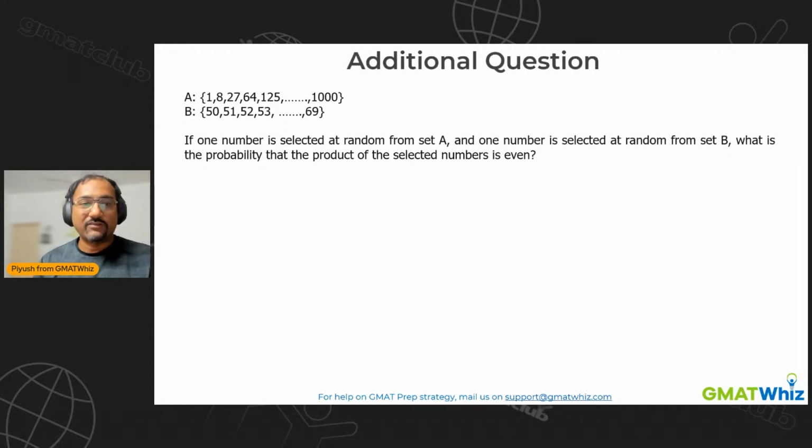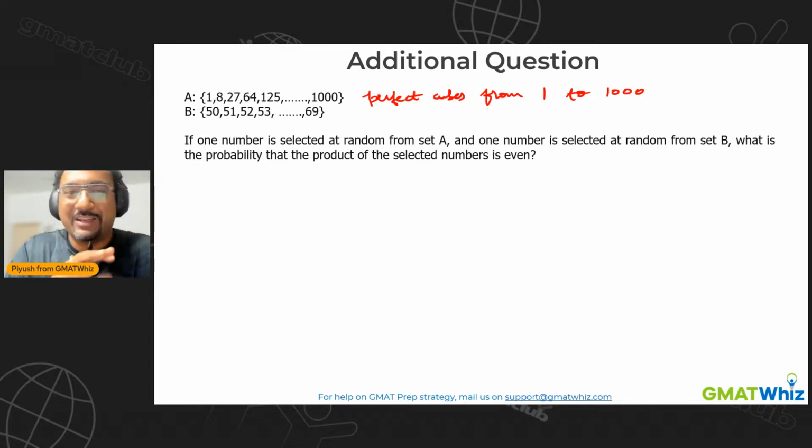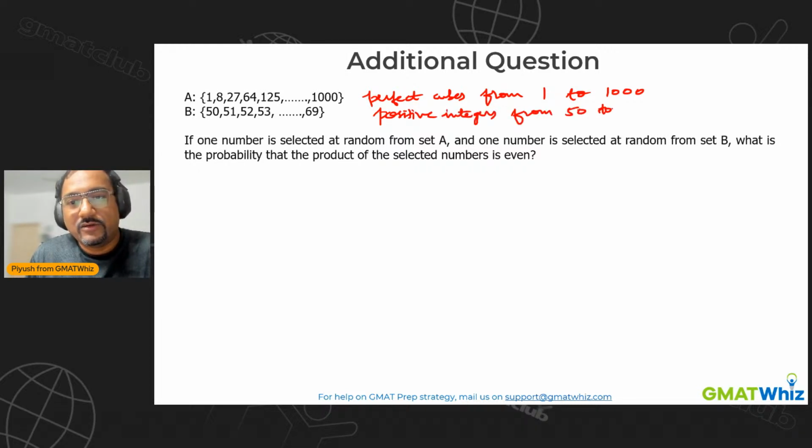Now, I'm giving you an additional question, which is a slightly altered version of the current question. So again, we have two sets, A and B. One number each is picked from each set. I've changed the sets a bit. The first set A is the set of all perfect cubes from 1 to 1000. Just to be clear, in the test this statement will be written, but I didn't want to change the question; it looks similar, so I kept it like that. A is the set of all perfect cubes from 1 to 1000, and B is the set of all positive integers from 50 to 69.